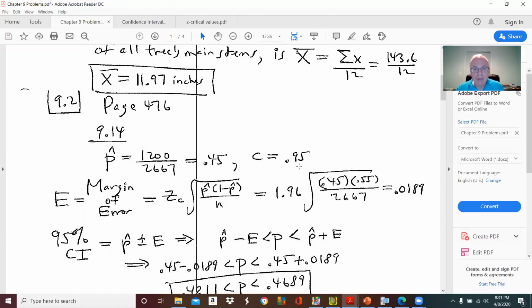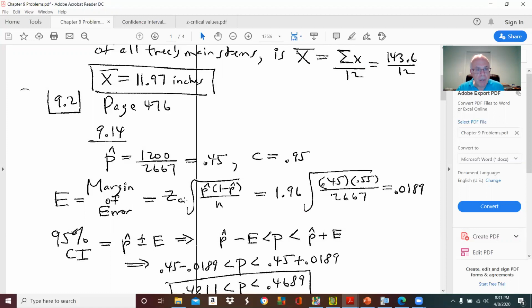Our confidence level is 0.95. Now, what is our margin of error for proportions? We always use a Z for our critical value, never a T, always a Z. Here is the square root thing here. This is our standard error, or the sampling distribution for a proportion.